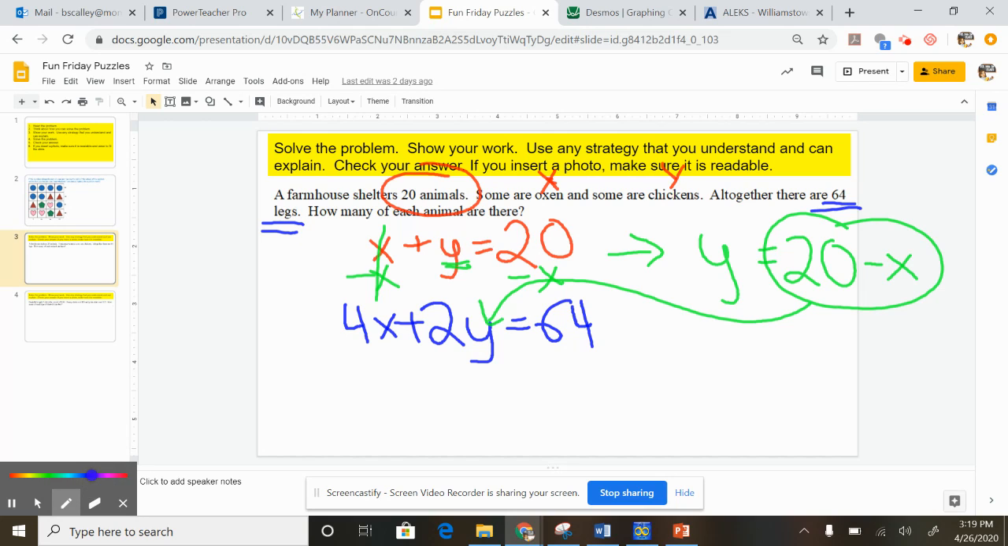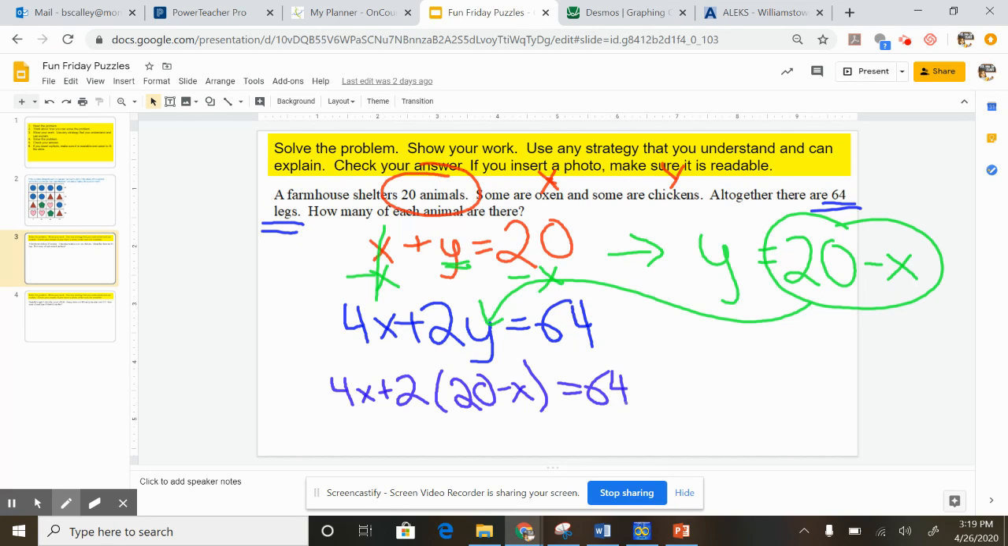which will be 4x plus 2. Plug in for the y, plug the 20 minus x in, equals 64. And then I can distribute here. I get 4x plus 40 minus 2x equals 64.